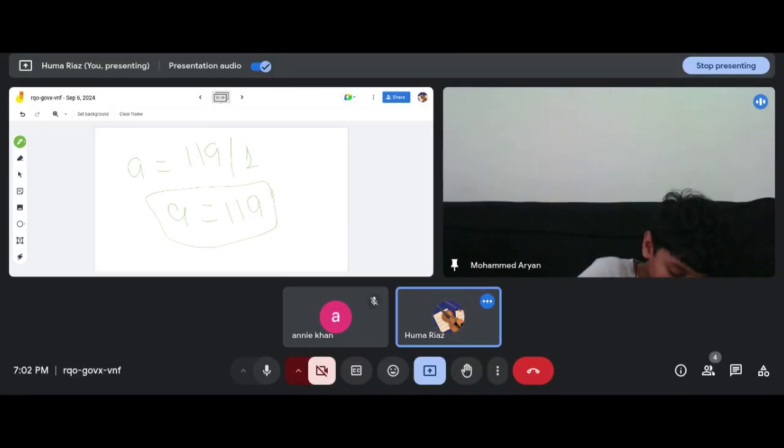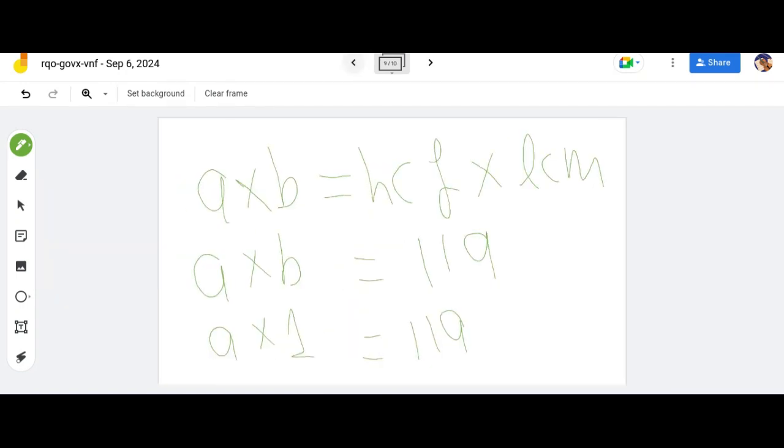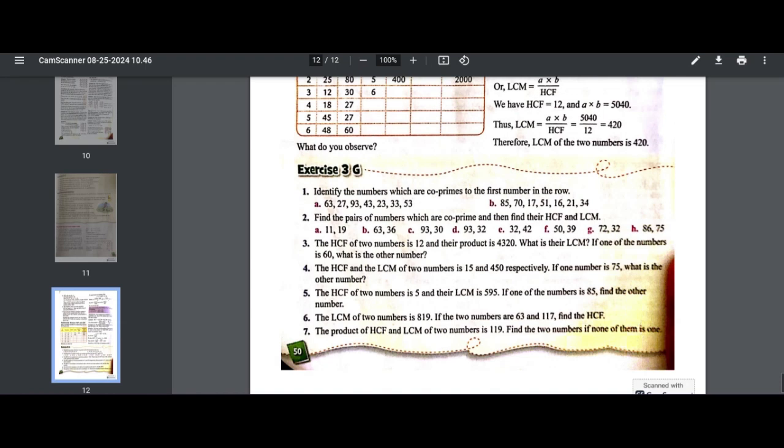Understood? Do you have any question from the whole chapter? Any confusion? The formula was A into B equals HCF multiplied by LCM. Yes, you have to solve all of these questions from 3 to 7 with the same formula.